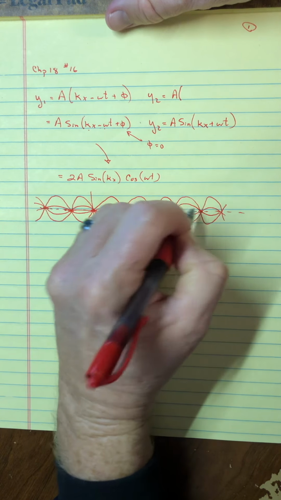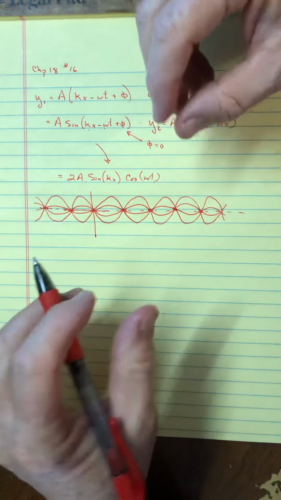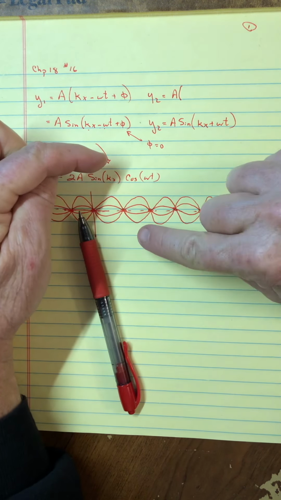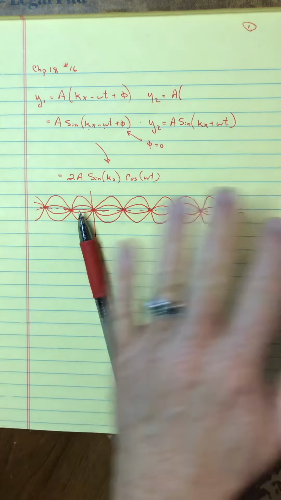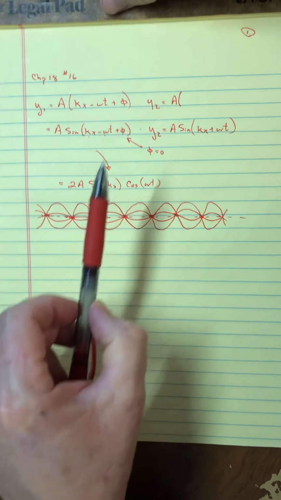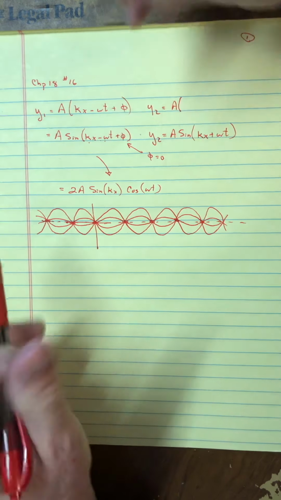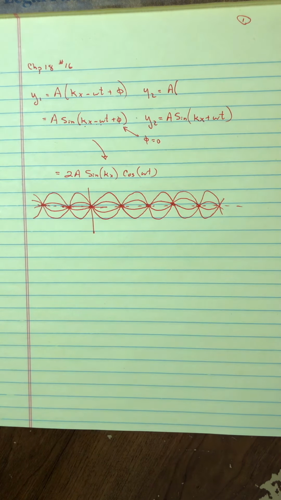And these magical points are always at 0. And so this thing looks more like it's breathing. This one's up, this one's down, and they just keep toggling like that. But there's no movement, there's no traveling. And that kind of makes sense because what we have is one wave going to the right and another wave going to the left.